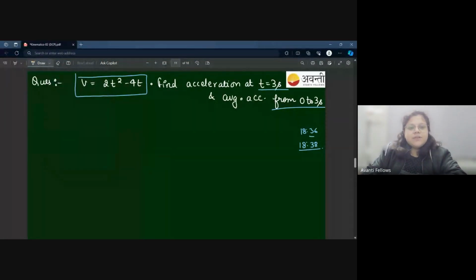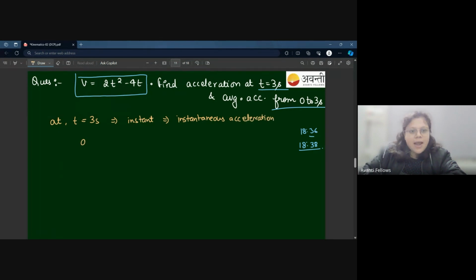So here we have v equals this. We need to find out the acceleration. See, the question says that at t equals 3 seconds, it means we are talking about an instant. And if I'm talking about an instant, then I need to calculate the instantaneous acceleration.